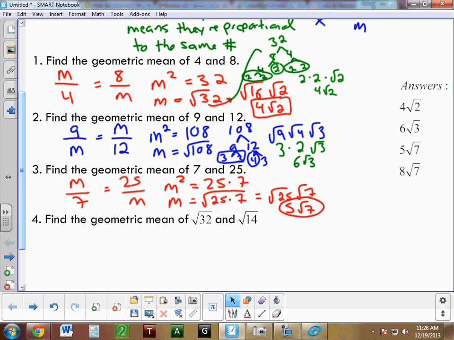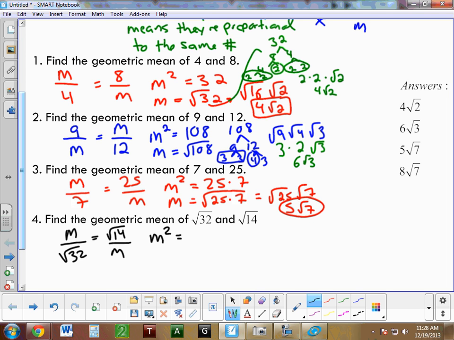Last one here, I just wanted to put one with some funny square roots that was a little bit tougher. So the setup is the exact same thing. M over the square root of 32 equals, what is this, the square root of 14 over m. M squared is equal to square root of 32 times the square root of 14. Now, when you go to take the square root of these, it's going to be a little bit tougher because it's going to look a little weird.